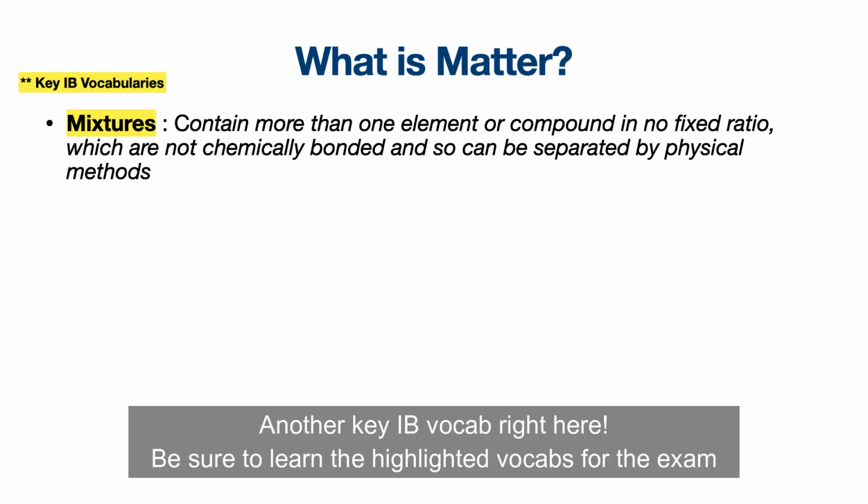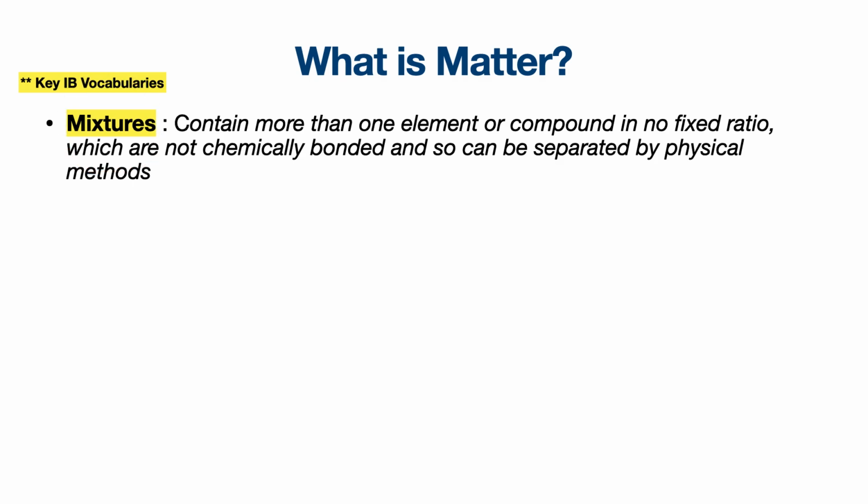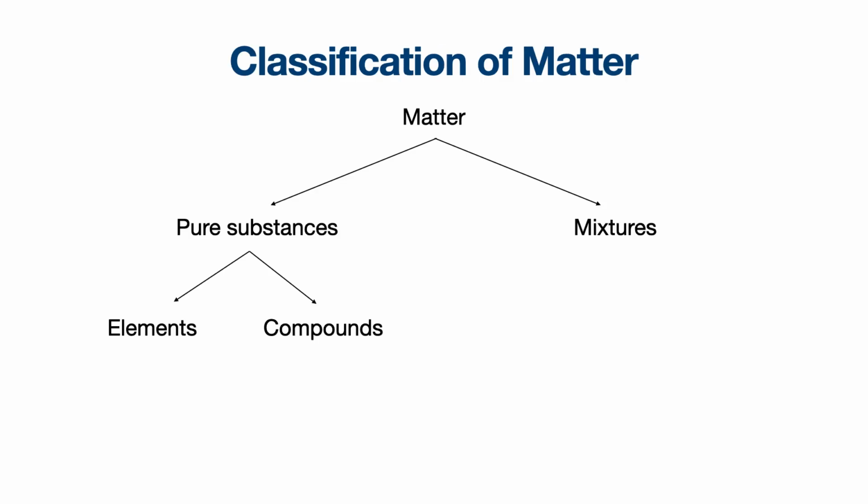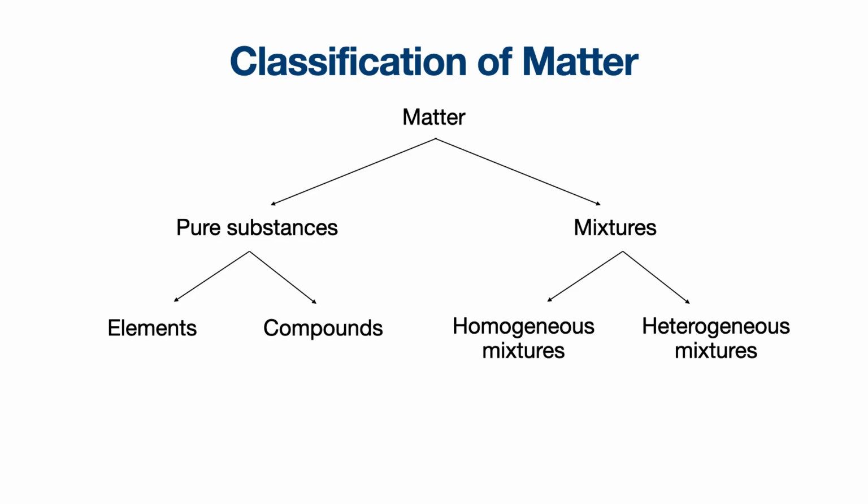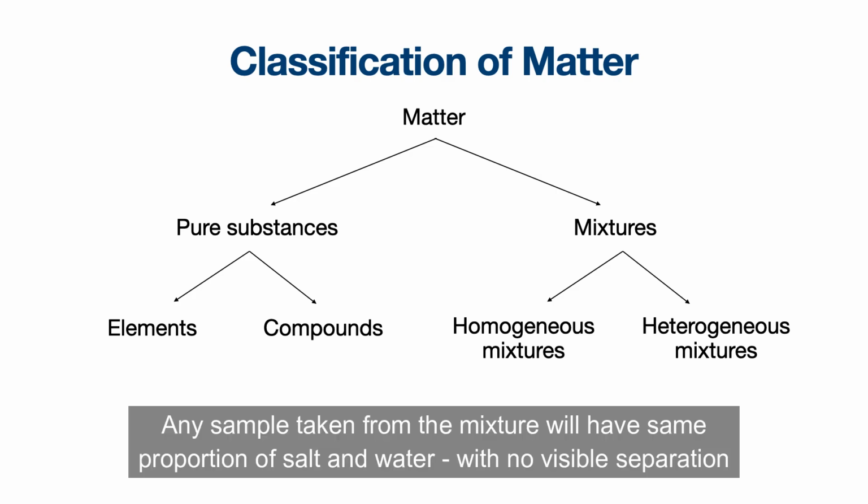IB states that mixtures contain more than one element or compound in no fixed ratio, which are not chemically bonded and so can be separated by physical methods. Mixtures can be further classified into homogeneous mixtures and heterogeneous mixtures. Homogeneous mixtures consist of particles that are evenly distributed throughout, such as salt water, where the salt is uniformly dissolved, making the individual particles indistinguishable.